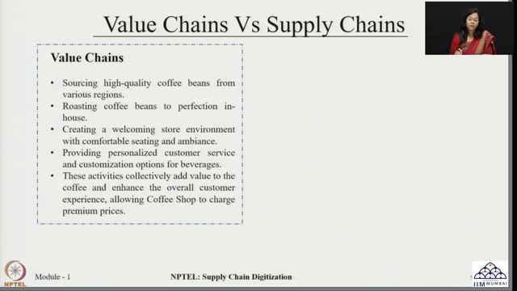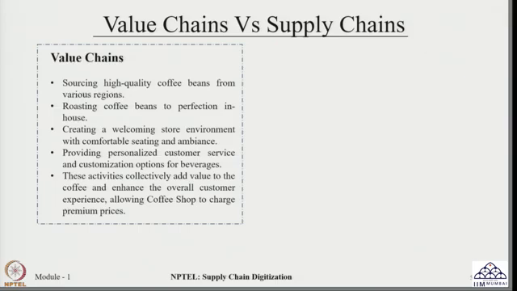When we refer to a coffee shop, a welcoming store environment is available which tries to provide comfortable seating and ambience for the customer, thereby attracting customers to such an environment. And in the next part, to ensure that value is added to the customer service, personalized customer service can be offered, where customization options can also be given to the customers, and depending upon their requirement, the product, which is a cup of coffee, can be made.